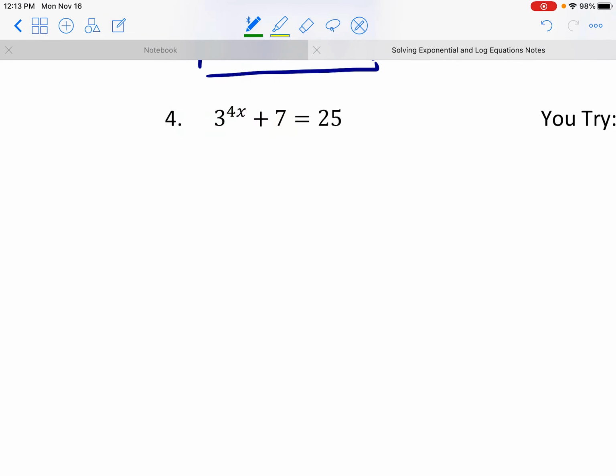And so the first step here is to get rid of this plus 7 by subtracting it over, because there's no spot to put that when I go to rewrite. So that's going to leave me with 3 to the 4x power equals 18. Now again, no exact power of 3 is going to get me 18, so I'm going to rewrite this. I'm going to make this the log base 3 of 18 equal to 4x.